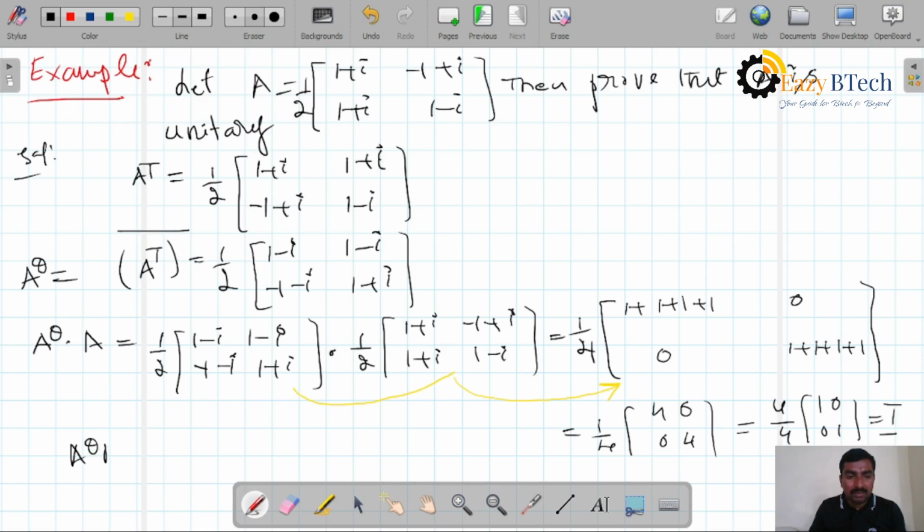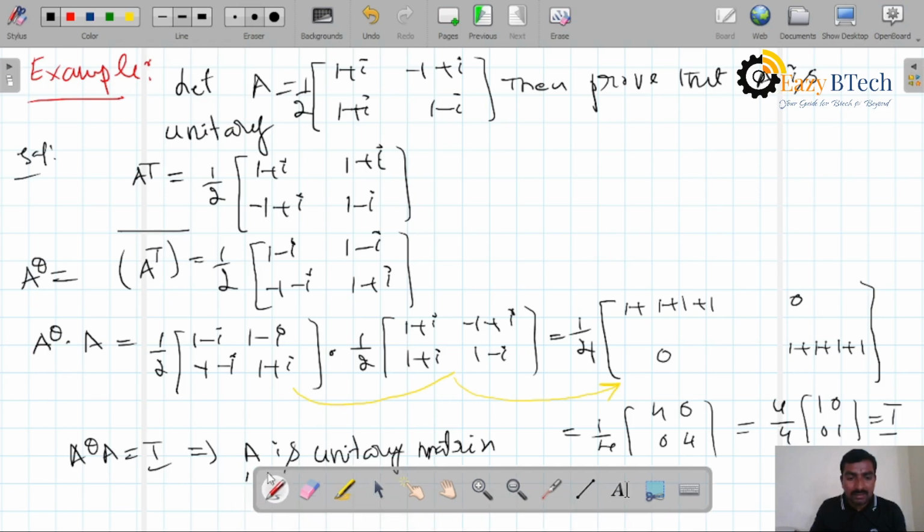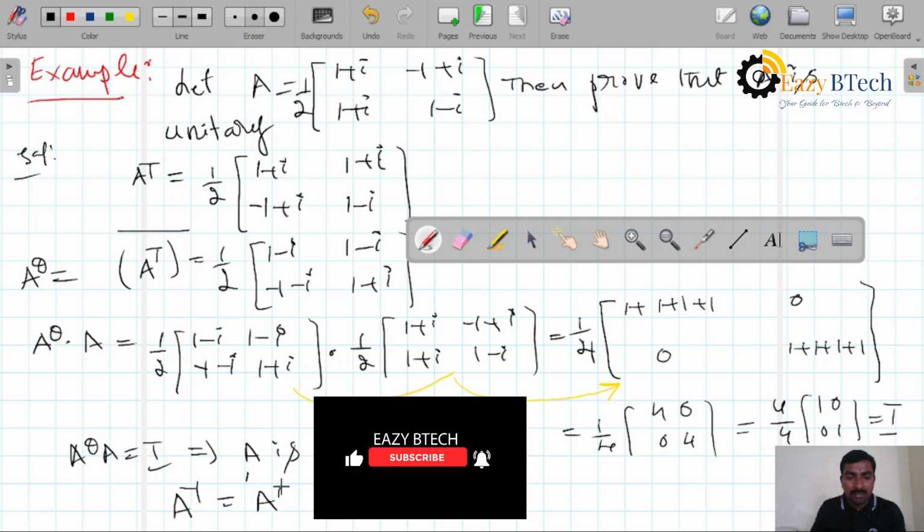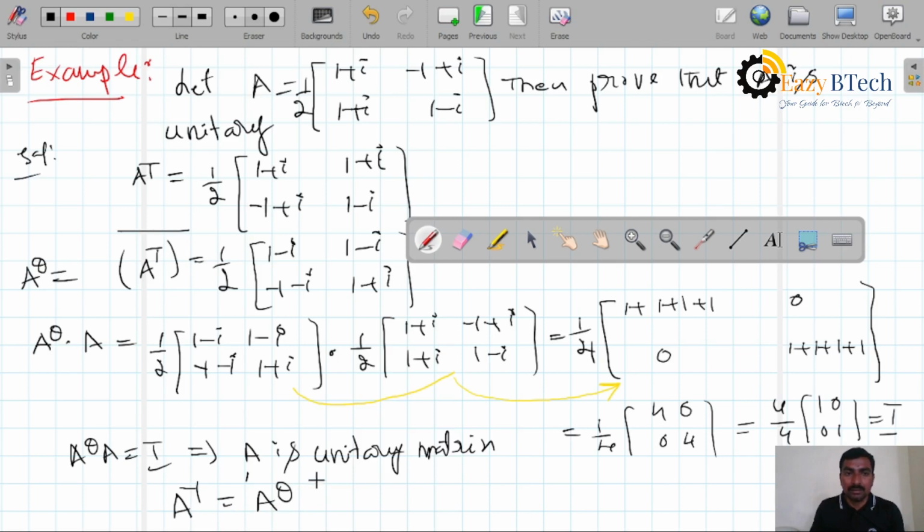Finally, what happened? A power theta into A equals I. A power theta into A equals I. Therefore, A is a unitary matrix. A is a unitary matrix. Also, we can write this as A inverse equals A power theta. Here we can write A inverse equals A power theta also. So this is the example for a unitary matrix.